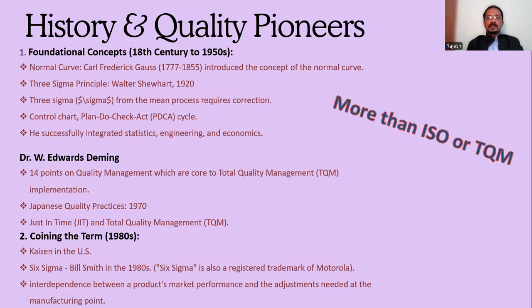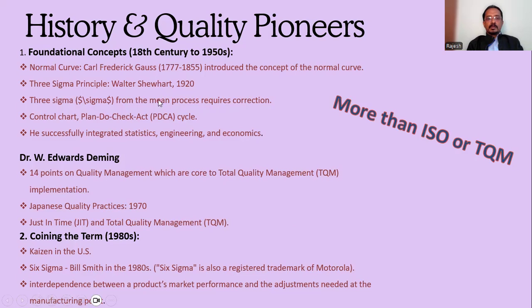There's some of the history with the quality pioneers. There is a normal curve, which was introduced by Carl Frederick Gauss, and the Three Sigma level principle by Walter Shewhart. What he's saying is when your process reaches the Three Sigma level, you revamp the process completely, you change the process. Then you have to think about what process level you have. Is it at one Sigma level or lesser than that? How am I going to improve on it? The Three Sigma means the process requires a correction. That's his point.